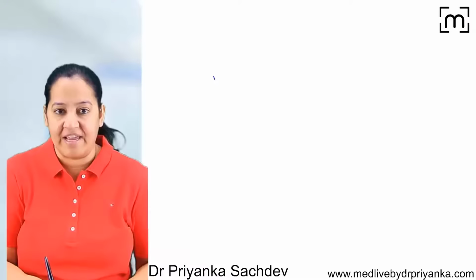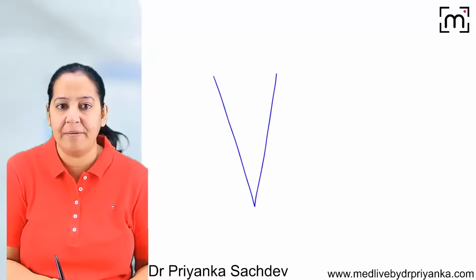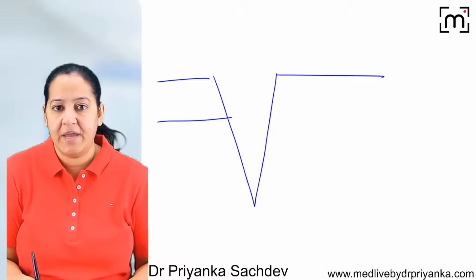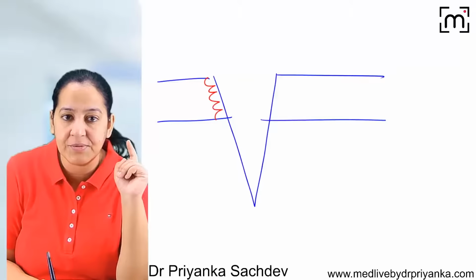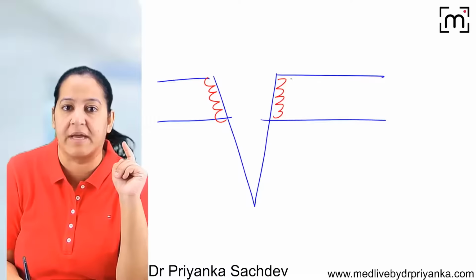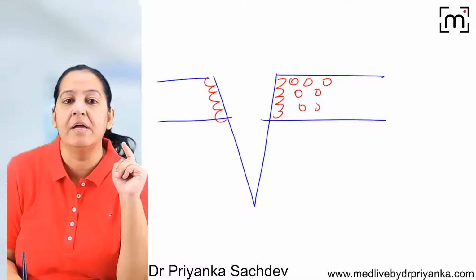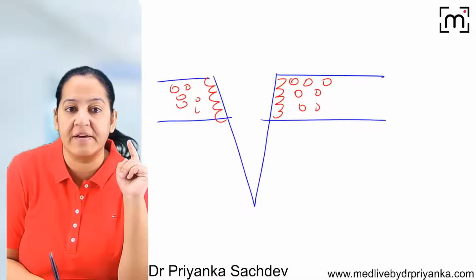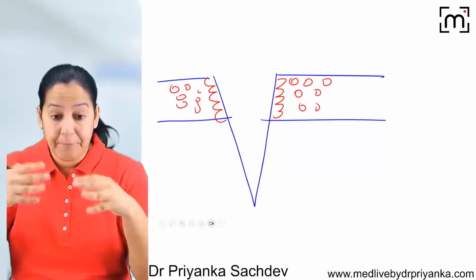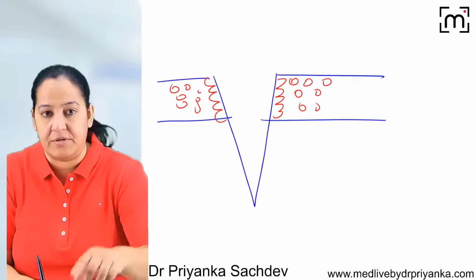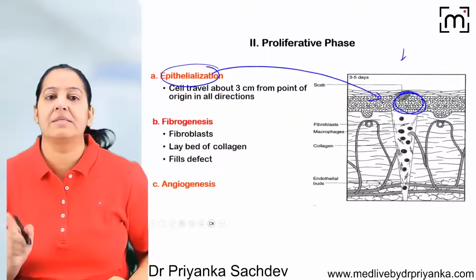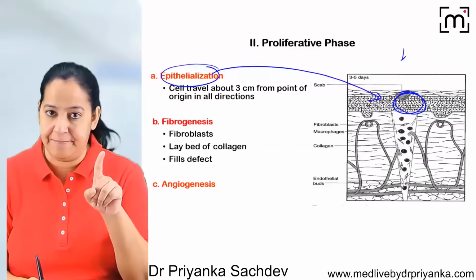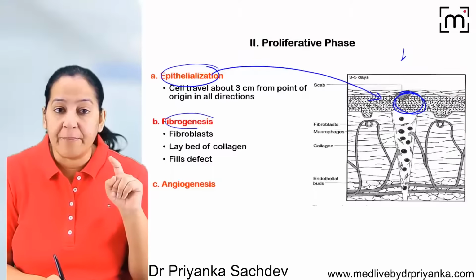So here we have a gap. This is the gap. So this is epidermis. Okay, and below epidermis we have dermis. So currently I am interested in epidermis. So these are the keratinocytes. These all are keratinocytes. Okay. So the keratinocytes which are present here, they will get stimulated. They will proliferate and migrate towards each other. They also migrate here, and they will meet at the center. So this is known as epithelialization, the first step. Okay. After that, fibrogenesis is there.